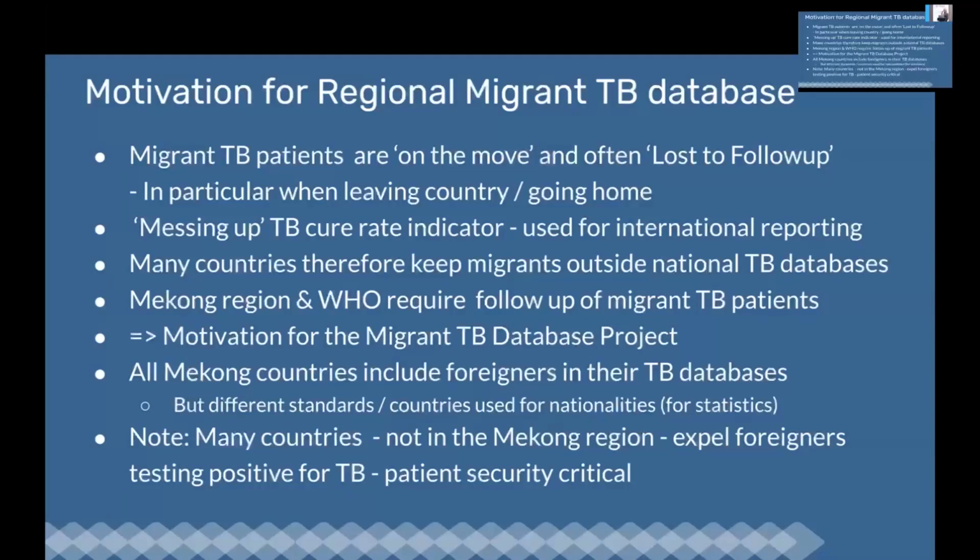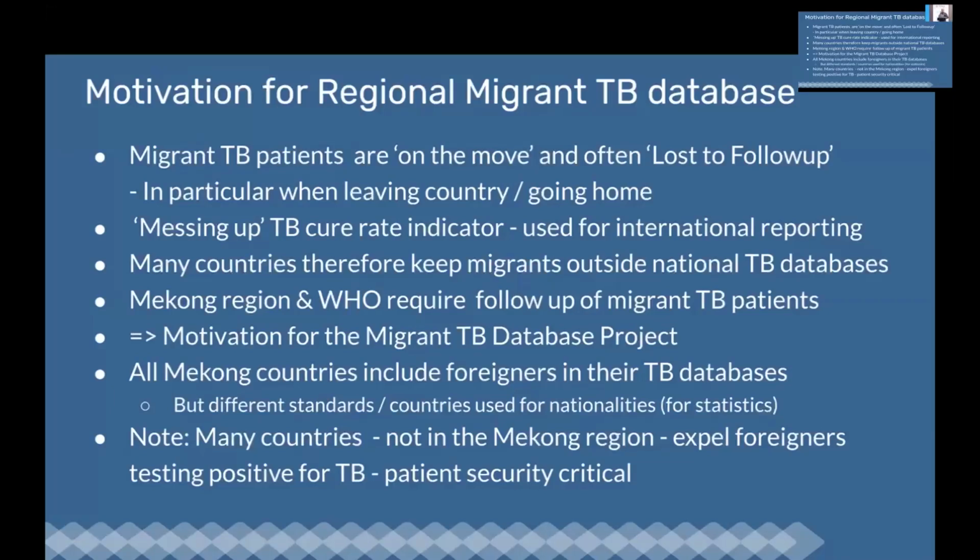Of course, the five countries in this project have agreed to never do anything harmful against migrants and to include them in the databases, etc., while in practice, they are easily missed out. And that is the motivation for this migrant TB database project. So all the Mekong countries have included foreigners, which is the definition of migrants.